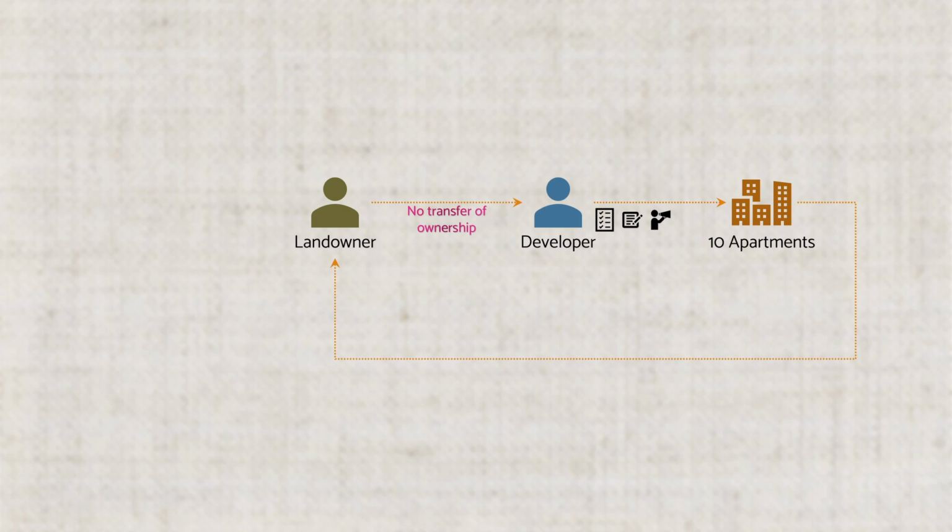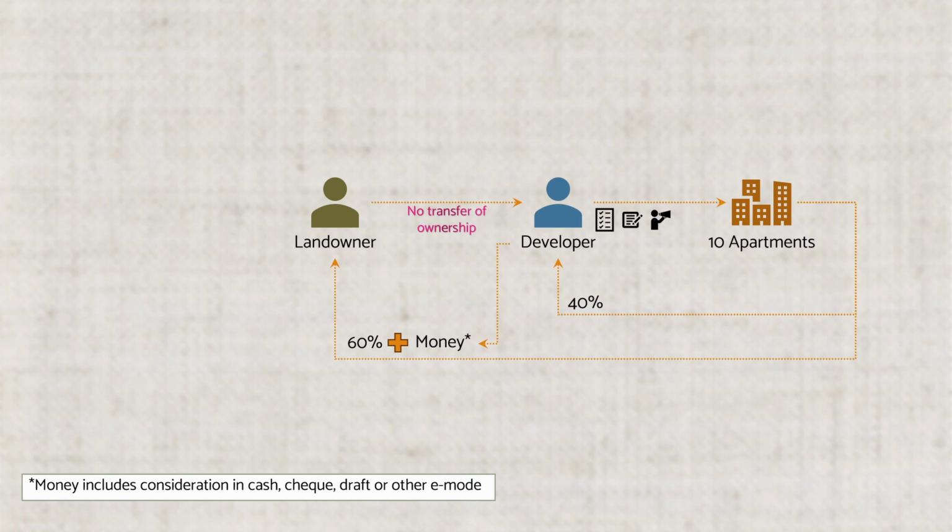Once the construction is completed, let's say you get a 60% share, that is 6 apartments. The developer gets the remaining share, 40% or 4 apartments. Plus, let's say the developer also pays you some money. The developer may or may not pay this money, but in this scenario, let's say the developer pays you money. And this money can include consideration in cash, cheque, draft or any other electronic mode. And the 60% share that you get, that is 6 apartments, you are free to sell these apartments to other buyers.